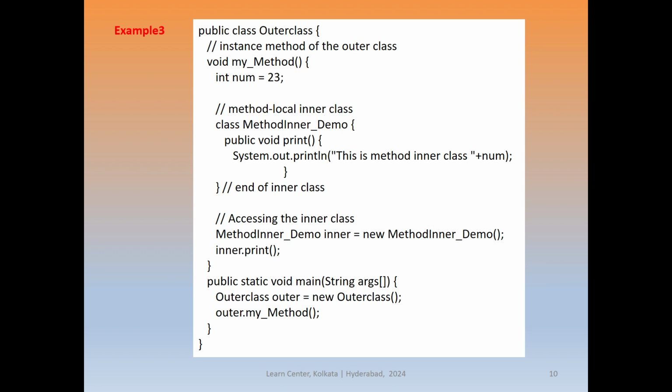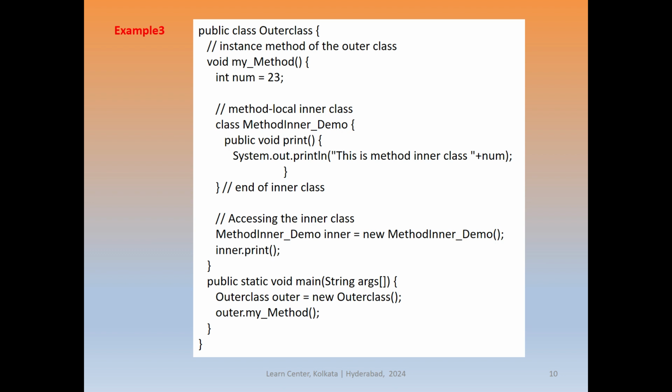In this example, I have an outer class named OuterClass. After that, its method is there, named myMethod. Within the method, int num equal to 23 is initialized. After that, within the method body, I have declared a class named MethodInnerDemo, and it has a method named print. And after that, the inner class ends.